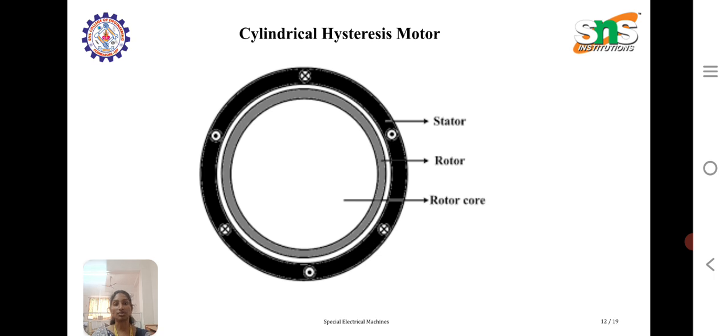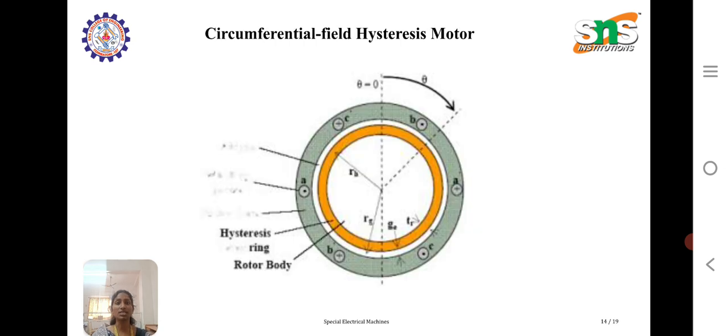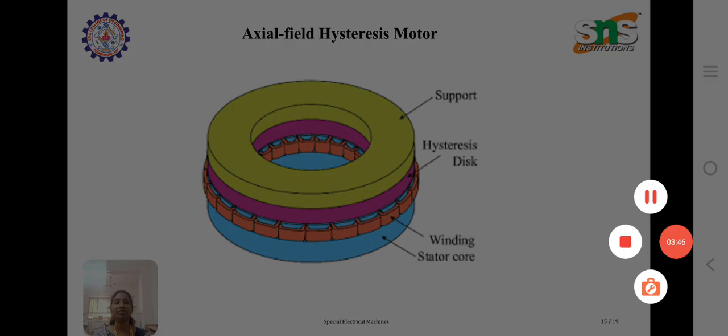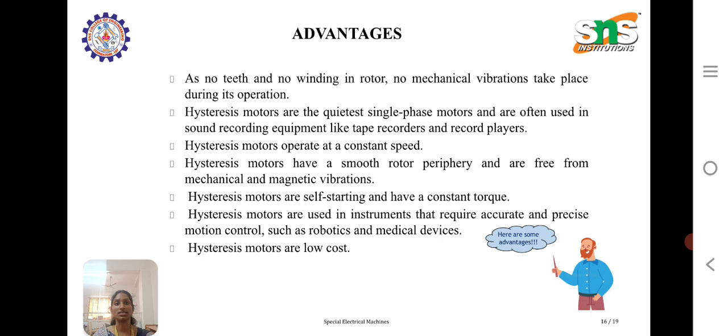The cylindrical hysteresis motor will be like this, where we have a cylindrical rotor. In the disc hysteresis motor, we will not have a particular rotor-like structure; rather we will have a coil, and in between a ring-shaped hysteresis ring. Coming to the circumferential field motor, we will have a D axis and Q axis, and the angle difference will be theta. This is what we call the hysteresis ring rotor body. And in the axial field hysteresis motor, we have a support, the hysteresis disc will be in the middle, where we will have a winding and the stator core. So this is the structure of the axial field hysteresis motor.